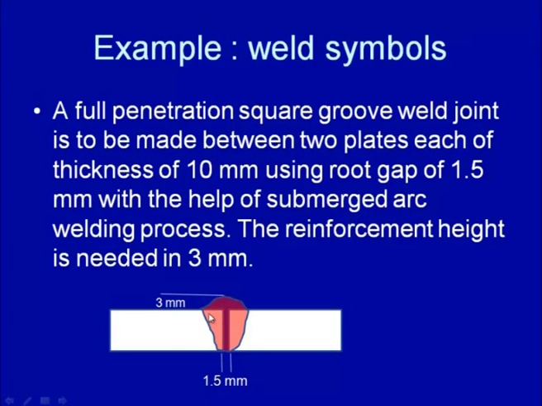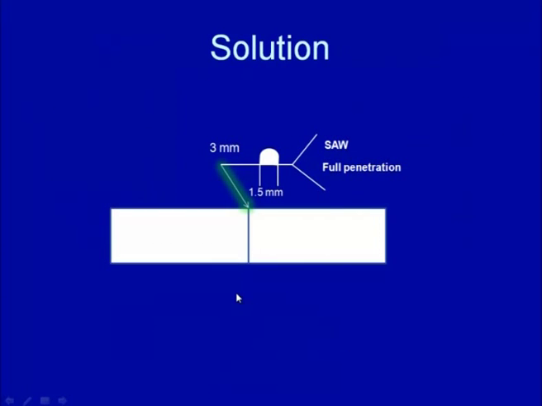So, the weld we can see schematically using this diagram, where the two plates are to be welded and a single pass square groove weld is to be made on the plates with the reinforcement of 3 mm, and the root gap between the plates to be joined is 1.5 mm. So, how can we show these conditions using the welding symbols?